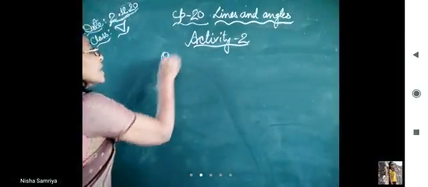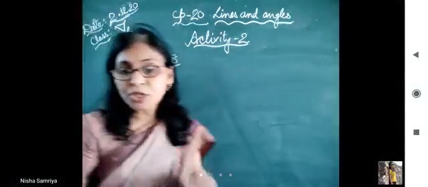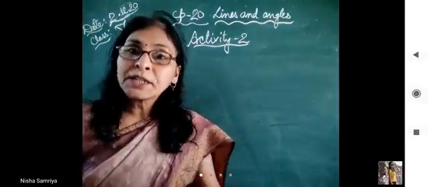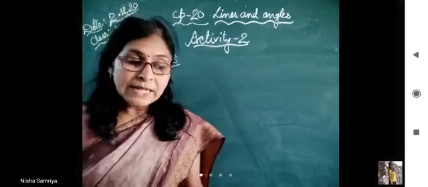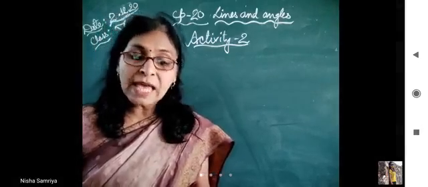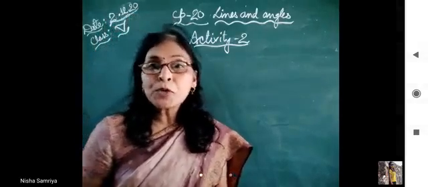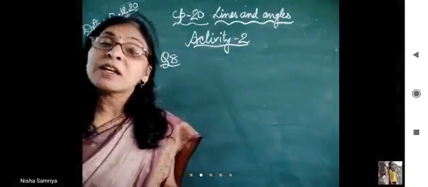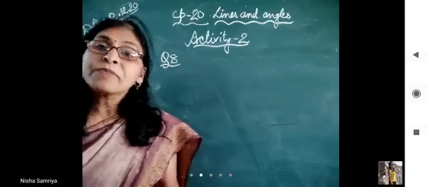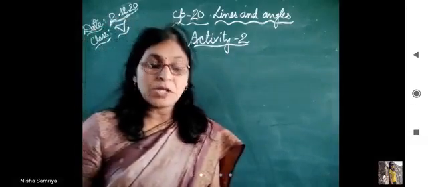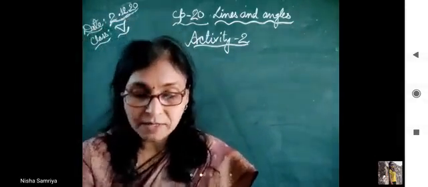Question number 8. In question number 8, I read the question from the book, that is, classify the angles as acute, obtuse, straight, reflex, zero, right or complete using their measures.